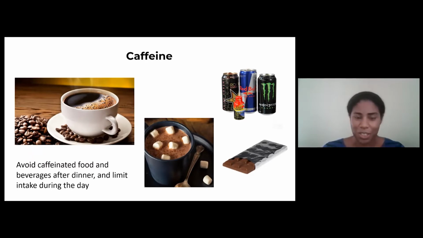It depends on when you eat dinner, but, say, if dinner were at 6. And also, limit intake during the day. Ideally energy drinks should be avoided. And there are other sources of caffeine. So chocolate does have caffeine, hot chocolate, but for those types of sources, it may not be an issue.